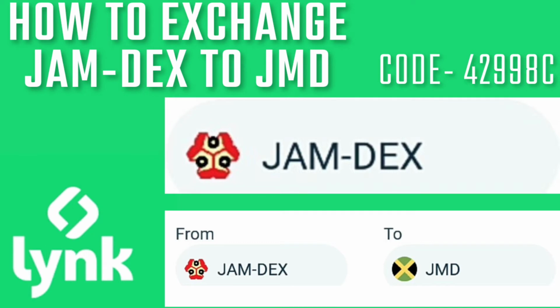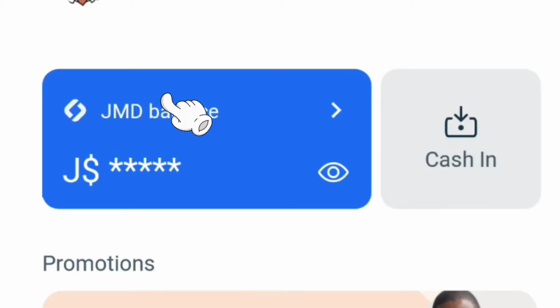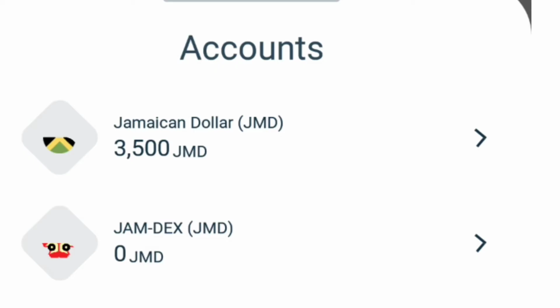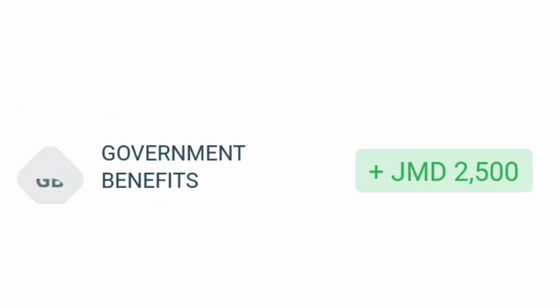If you are not so sure and you want to know if you have JamDex dollars, then you can log into your Link app, click on JMD balance, and you will see two accounts: your Jamaican dollars in JMD and your JamDex dollars in JMD. Once you click on the JamDex account, it will show you that you have government benefits and you will see the amount.